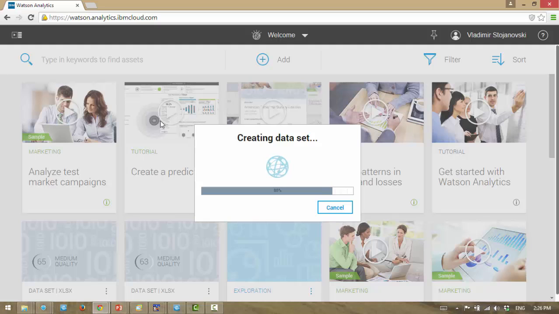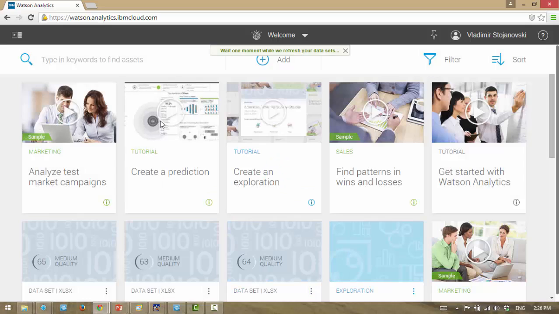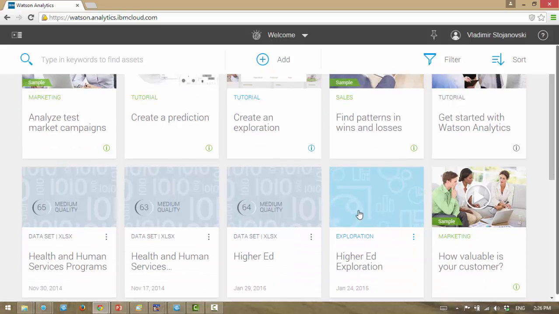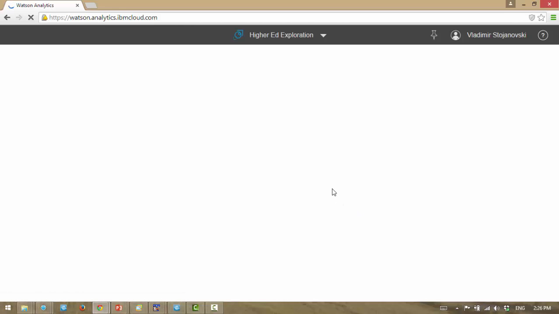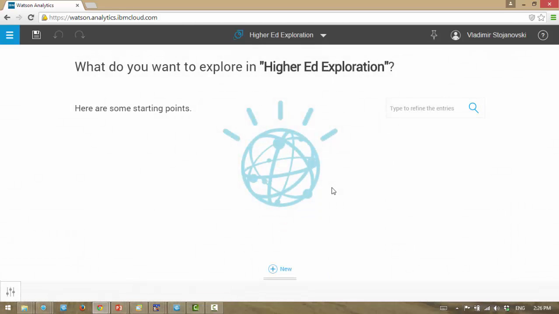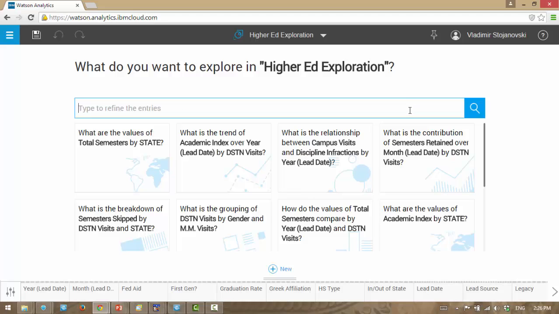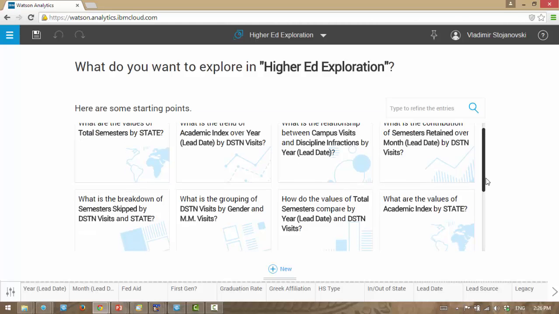As you will see, Watson Analytics is not just about pretty pictures and visualizations, although it certainly has them, but it really is about getting fast and clear answers to questions. So with that, we can begin our exploration. As I start my exploration, I can start by typing a plain English language question in this box. But you will also notice that Watson Analytics is proposing some questions that we might want to be asking.